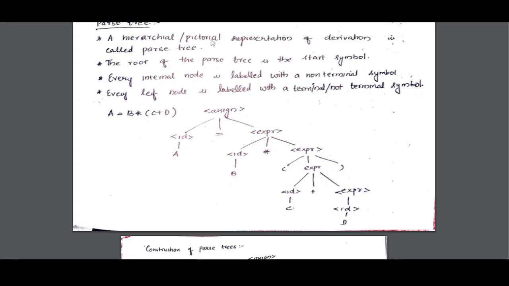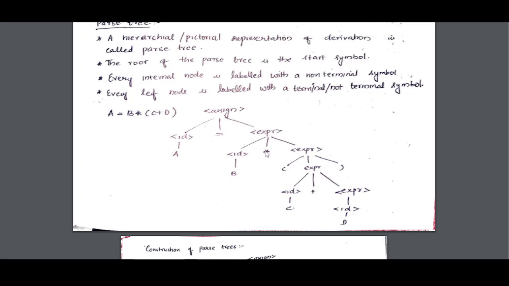Parse tree is a pictorial representation of derivation. The root of the parse tree is the start symbol. So here we have assign. Assign is our start symbol, and every internal node is labeled with a non-terminal symbol. So here we have id and here we have an expression. So each and every node is labeled with a non-terminal symbol. So we have this non-terminal symbol.